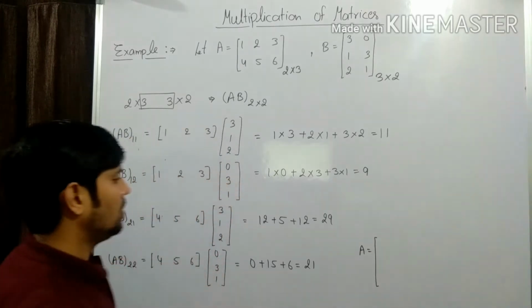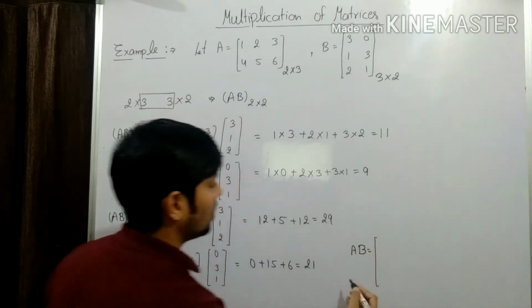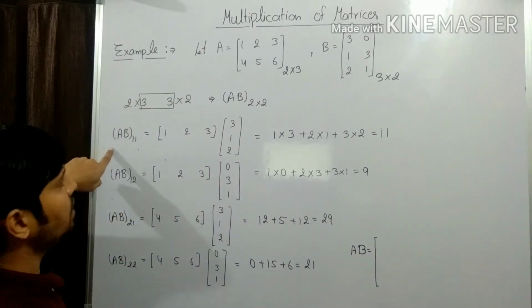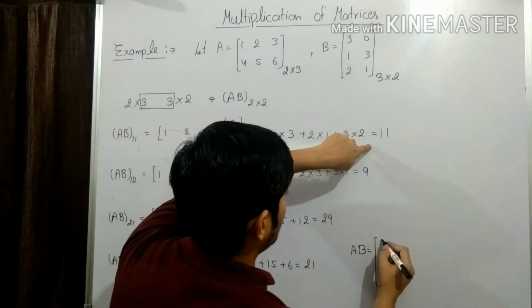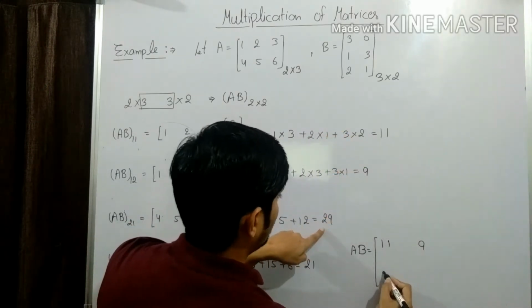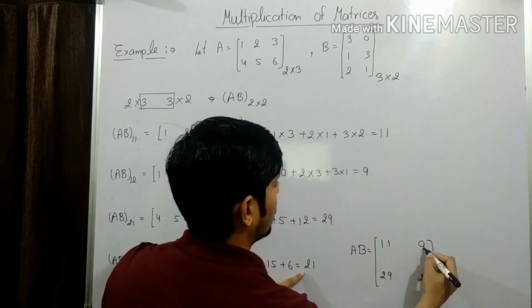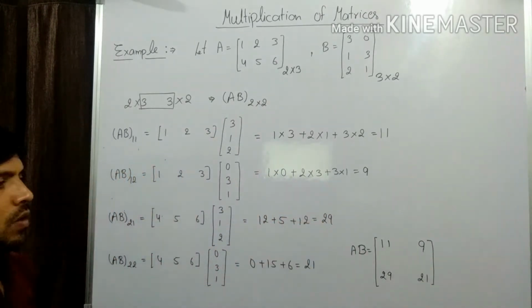So we can determine the matrix, sorry, not A, AB. The matrix AB will be equal to, we can arrange the terms, this is AB11, then 12, then 21, then 22. This is the required answer.